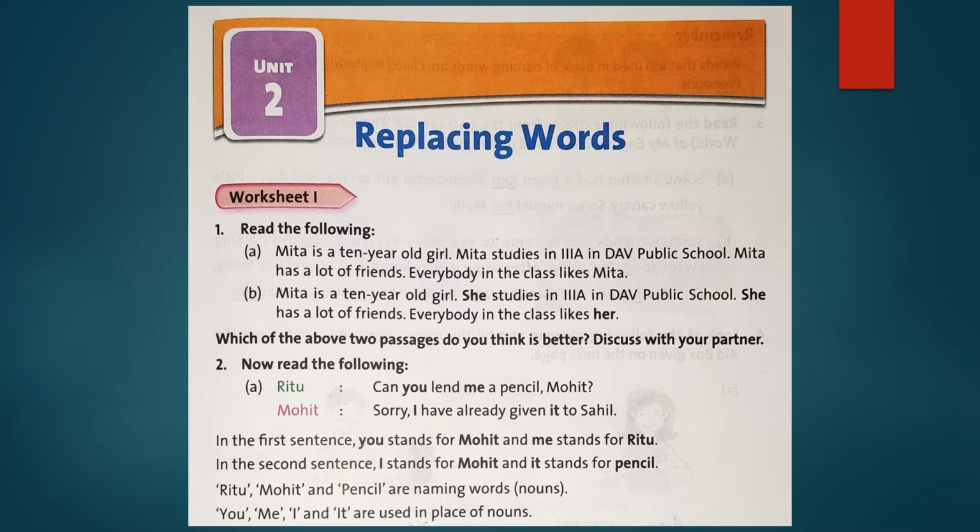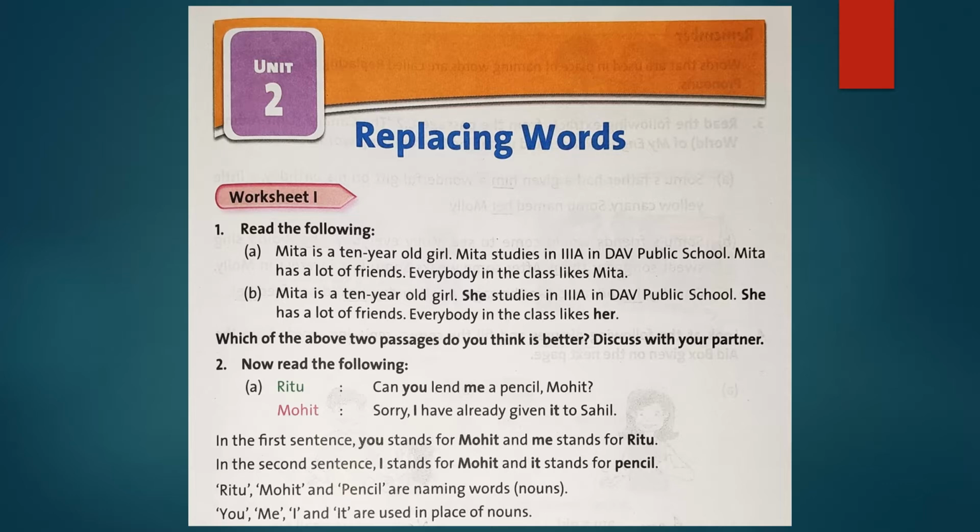So here, did you observe, children? Meeta is a 10-year-old girl. Again, Meeta studies in class 3A. In the next sentence also, Meeta has a lot of friends. Like this, so many times they have written Meeta. So let us see B.